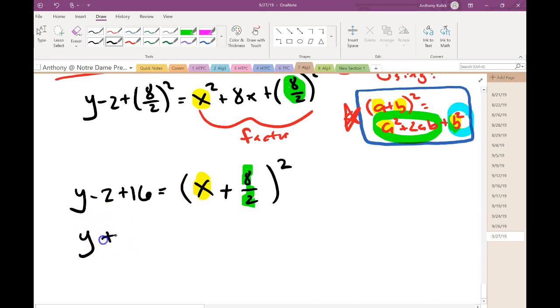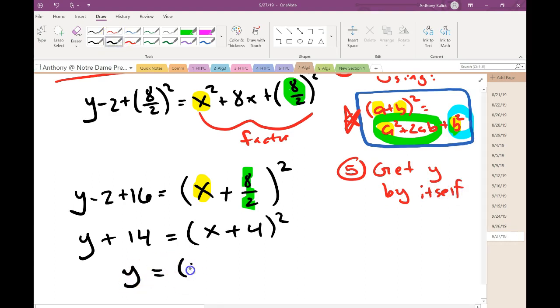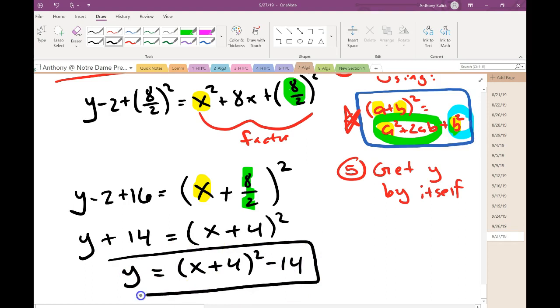So negative 2 plus 16 is 14. 8 over 2 reduces down to 4. I finally went ahead and did it. And now all I need to do, my last step then, is to get the y by itself. What are we on? Step 5. So I'll do that by just subtracting 14 from both sides. So there's my vertex form equation.